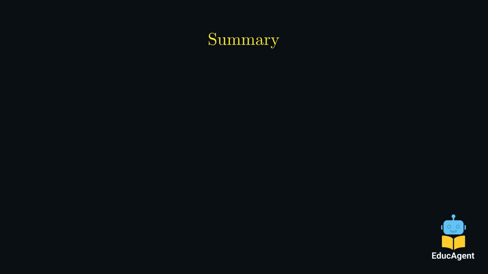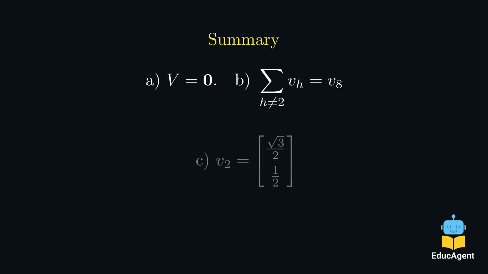Quick recap of what we proved and computed. Part A, the 12-hour vectors sum to the 0 vector. Part B, removing 2 o'clock leaves a resultant equal to the 8 o'clock vector. Part C, the 2 o'clock vector has coordinates root 3 over 2 and 1/2 as a column vector.